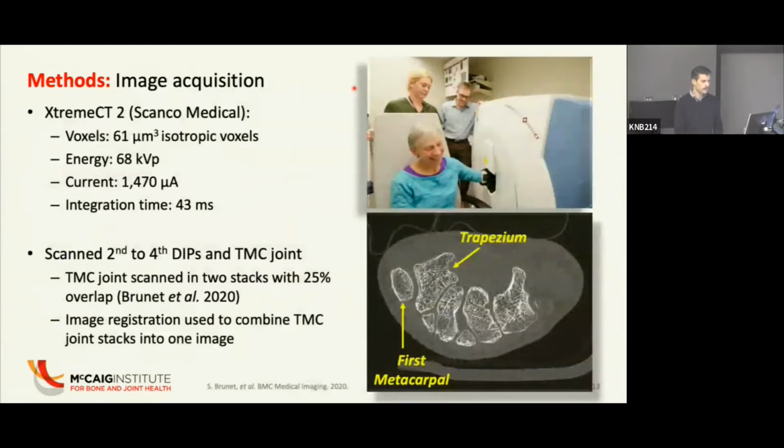We had our scans performed at the Mojo at the Foothills campus, the XtremeCT 2 scanner with those parameters you can see there. And we scanned the 2nd to 4th DIPs and the TMC joint, but only analyzed the 2nd and 3rd DIP as well as the TMC joint. However, due to the size of the TMC joint, we weren't able to actually capture the joint in one single image. So we actually had to obtain two, what we call stacks, with a 25% overlap, and then use image registration to combine those into a single joint image.